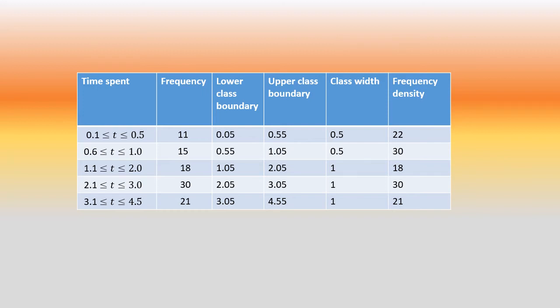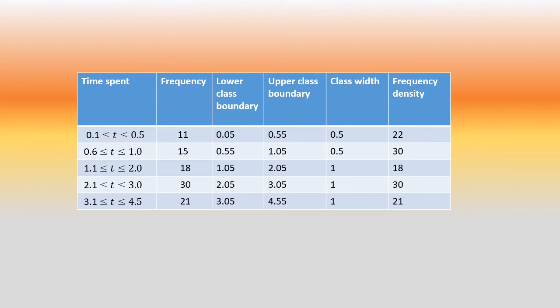The first column is the time spent, that is from 0.1 hours to 0.5. Next, it's 0.6 to 1. Thirdly, 1.1 hours to 2.0. Now you can see in all of these class intervals, there is a gap between 0.5 and 0.6. There is also a gap between 1 and 1.1. There is a gap between 2 and 2.1. And there is also a gap between 3 and 3.1.